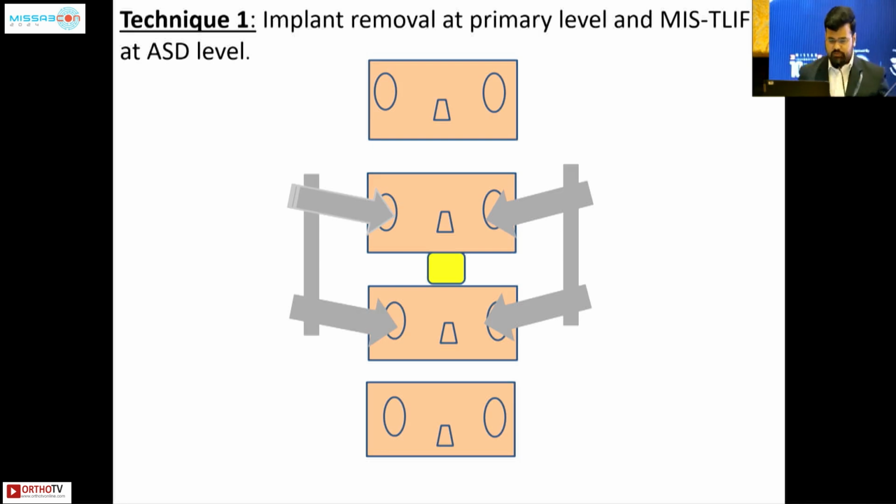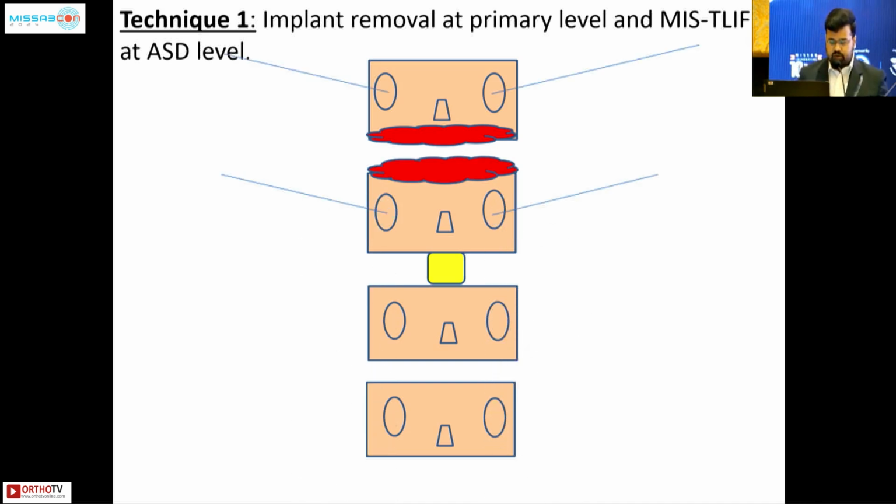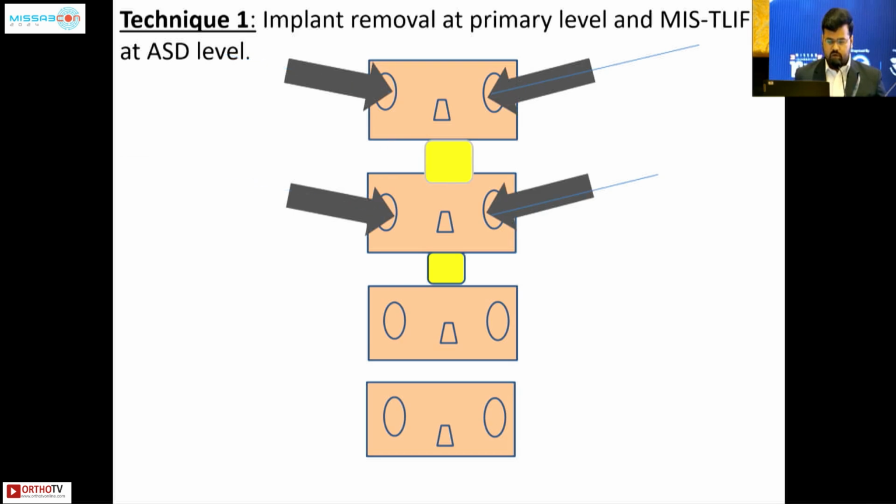So let us discuss the first technique, which involves implant removal at the primary level and MIS TLIF at the ASD level. As you can see, this is a primary fused segment. Patient develops adjacent segment disease. So using paraspinal incisions, implant removal was done. Guide wires were inserted in the adjacent segment. Using tubes, MIS TLIF was done at the adjacent segment. Cage was inserted with bone graft. Screws were inserted over guide wires and connecting rods were applied.